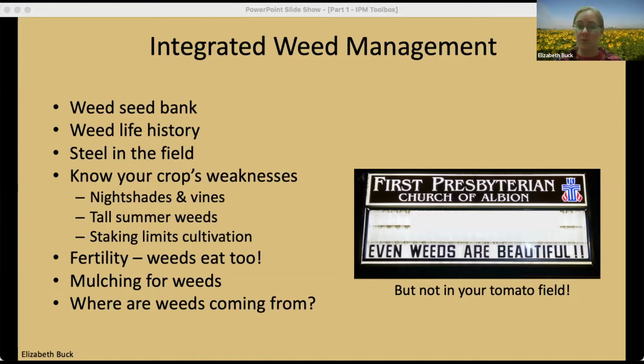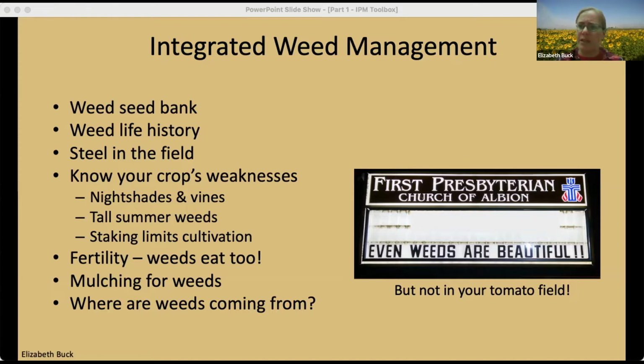We know that with tomatoes, vining weeds are going to be a big problem because they will start climbing that plant, climbing stakes. The other weakness with tomatoes is really tall, vigorous summer weeds, things like lamb's quarters and pigweeds and velvetleaf, because they like the same exact growing conditions. So everything we're doing to make our tomatoes happy also makes those weeds really happy.